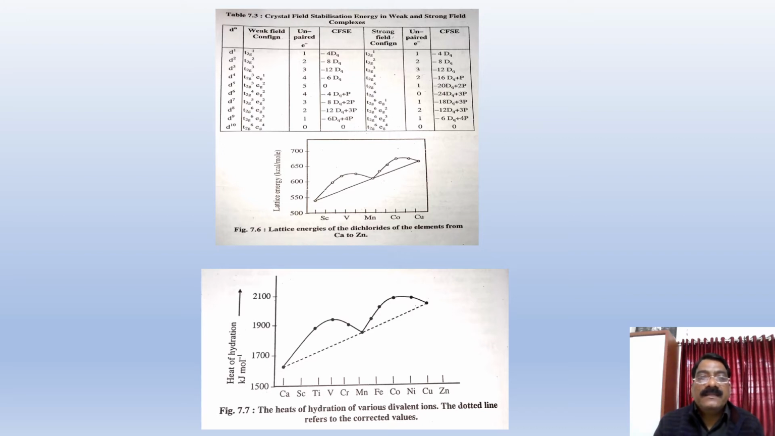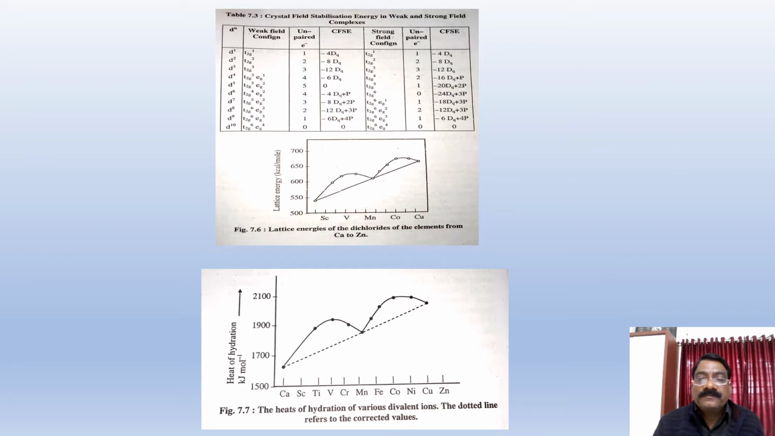See, it is reflected in the first figure, that is figure 7.6. See, lattice energy of the dichlorides of the elements from calcium to zinc. It shows that d0, d5 and d10 have their points on the straight line. As expected, the lattice energy should gradually increase, but for d1, d2, d3, d4, d6, d7, d8 and d9, they show the points above the line. That is, there is an increase in the lattice energy.